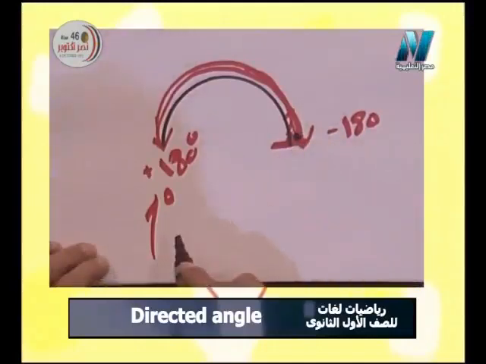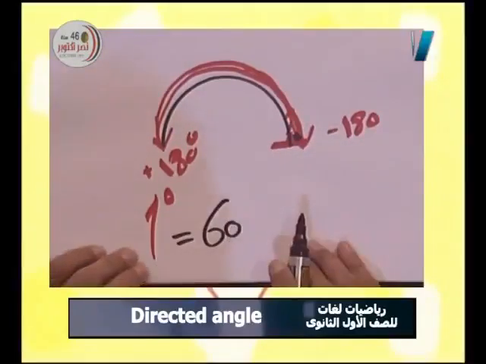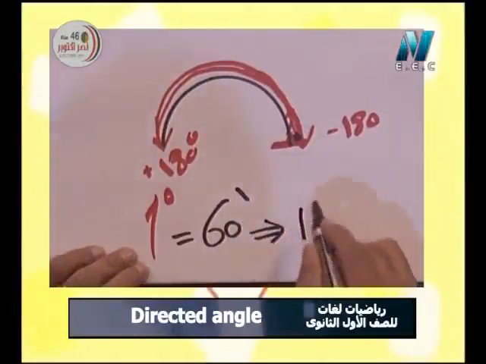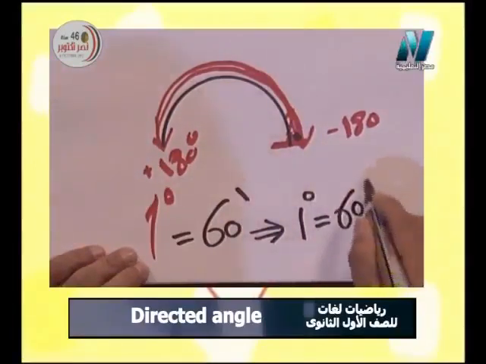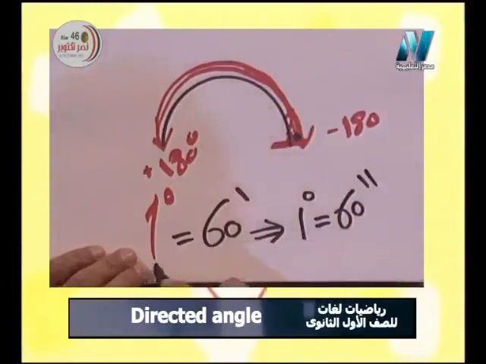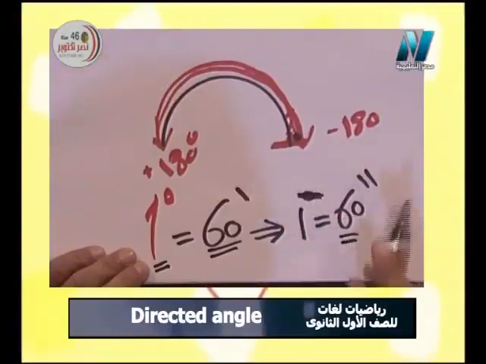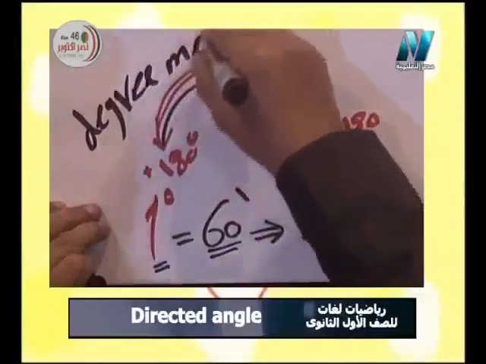and mathematicians divide it into 60 equal parts. We call them 60 minutes, and each minute we divide it into 60 equal parts. We call it 60 seconds. So 1 degree equal 60 minutes, and 1 minute equals 60 seconds. Okay, this is a degree measure. We call it degree measure.